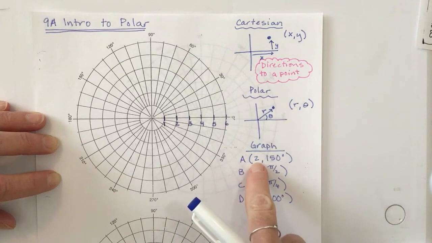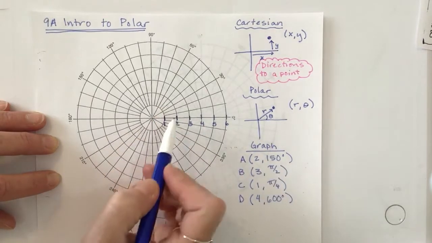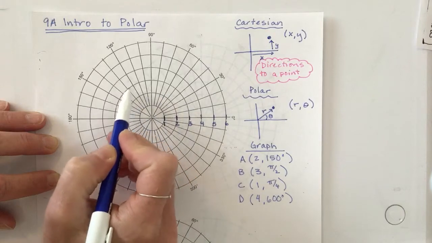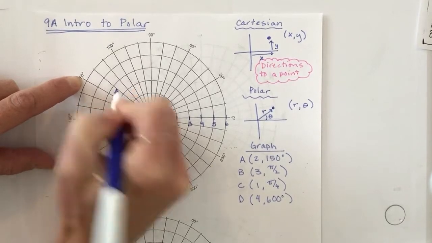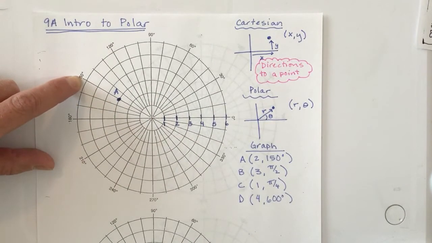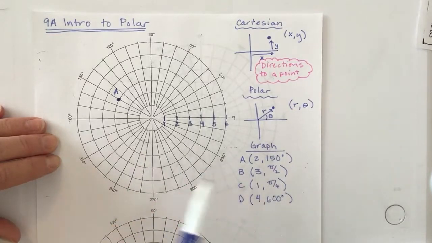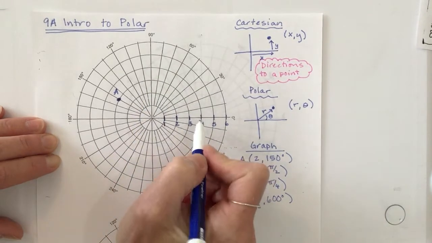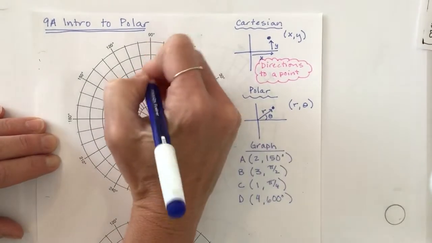Okay, so this one tells us an r of 2 and an angle of 150. So we're going to go out here to 2 and then go around to 150, and this is labeled right here, and we'll just put our dot and label it A. Easy peasy, right? Okay, you try to do the next ones and I'll follow along, right? Okay. All right, so now we're going to go to 3, and we know pi over 2 is 90 degrees, so I'm going to go to the third circle and 90 degrees.